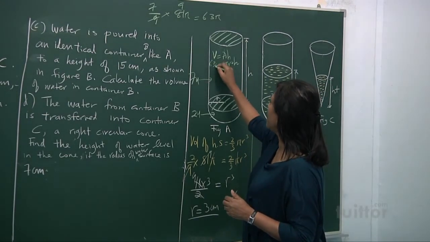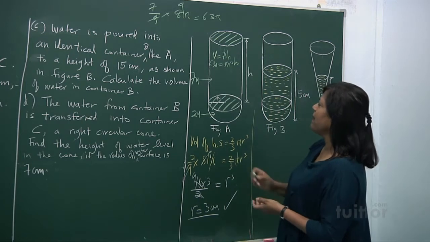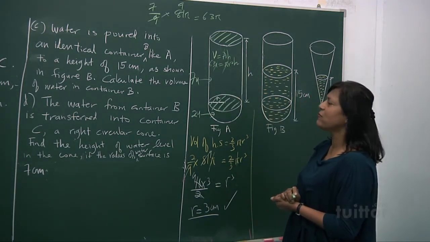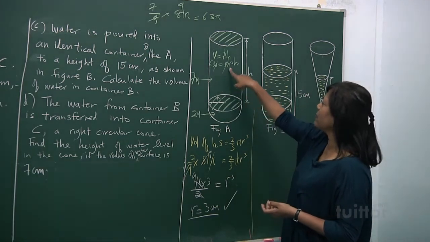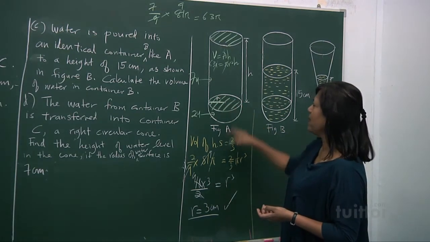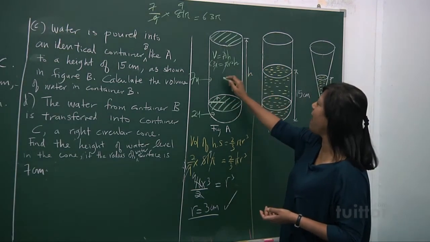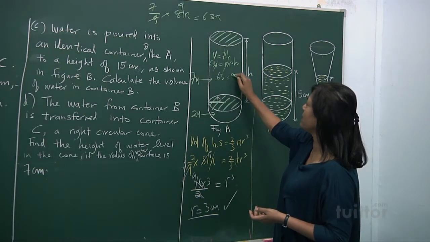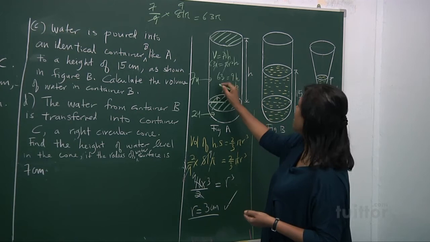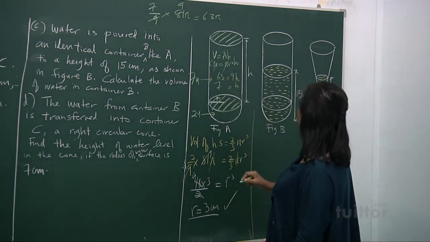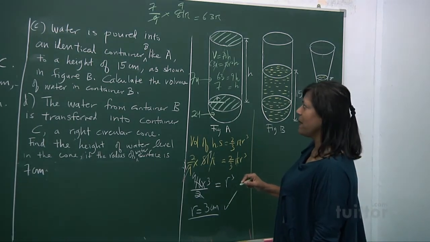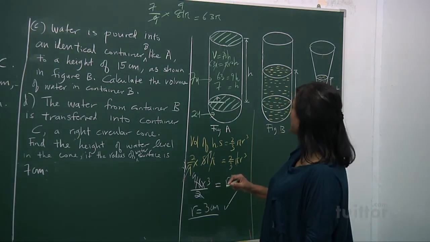Just put it down. Once you've got that, the pi and the pi could go off, and you've got 63 equals r squared h. The radius is found out, which is 3. And so r squared is 9. So 63 equals 9h. And what is h going to be? 63 divided by 9, you get 7. So the height of it is 7 cm. Alright, 7 cm.